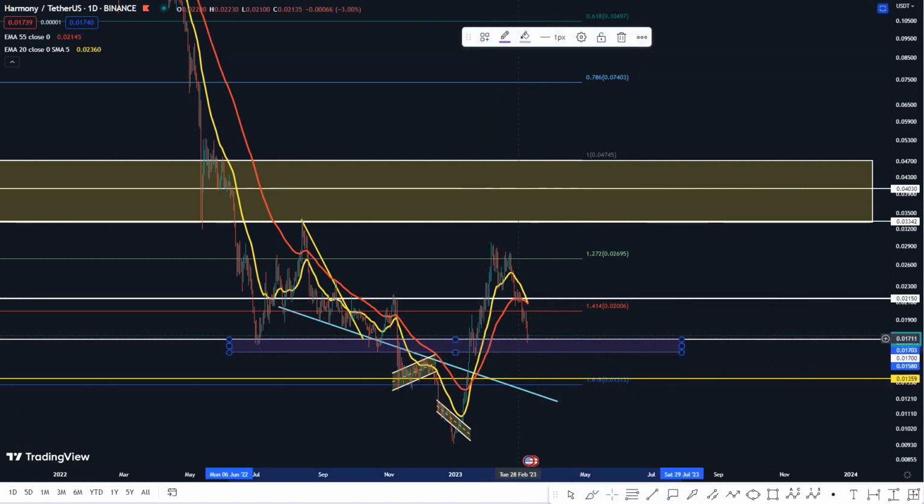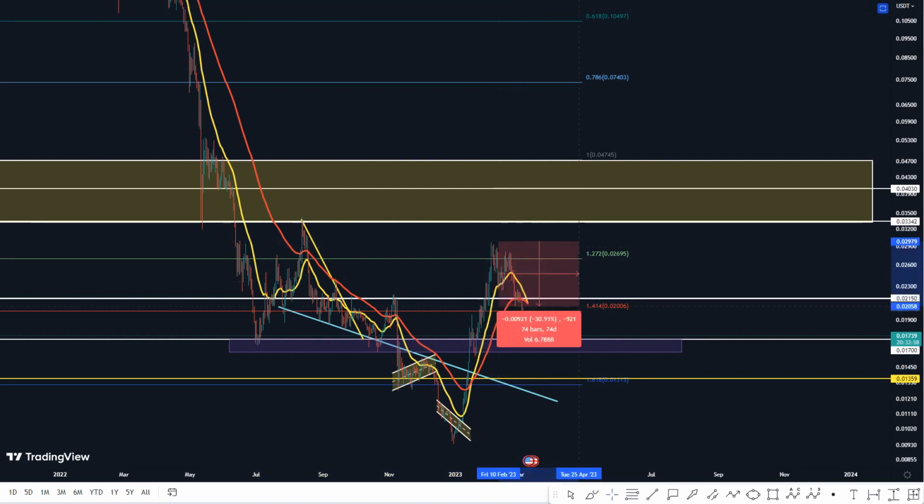And this is where you can start dollar cost averaging anywhere between 0.01703 cents down to 0.01580 cents. And since this swing low that we printed back in February, at the start of February, as you can see, we have already pulled back down approximately 44%, which is crazy. And after a pullback like this, you can start dollar cost averaging.